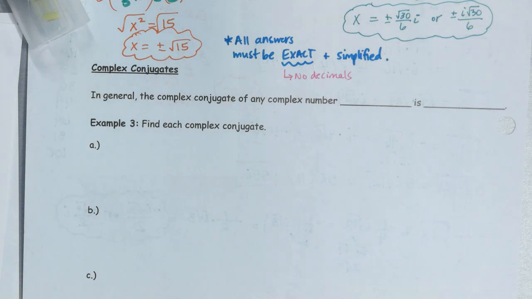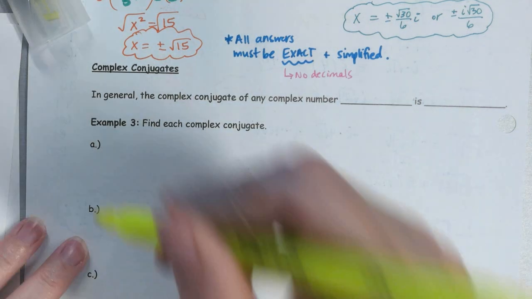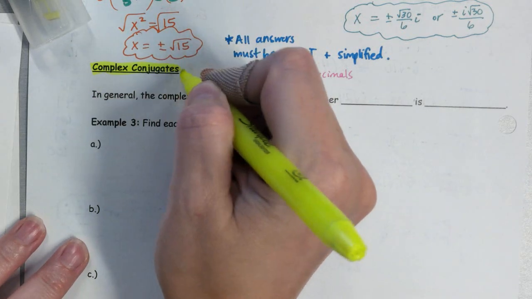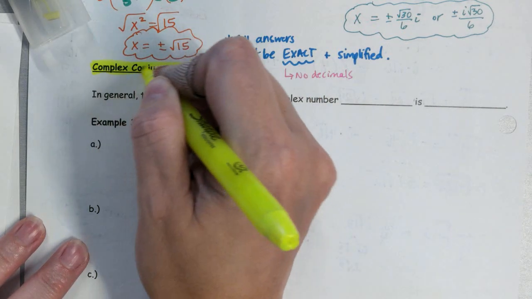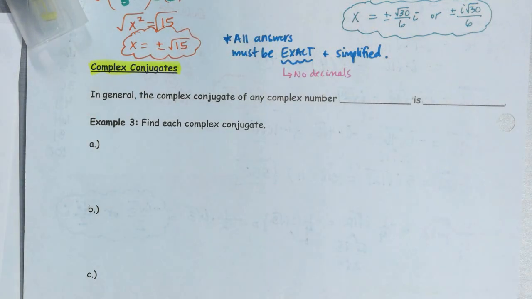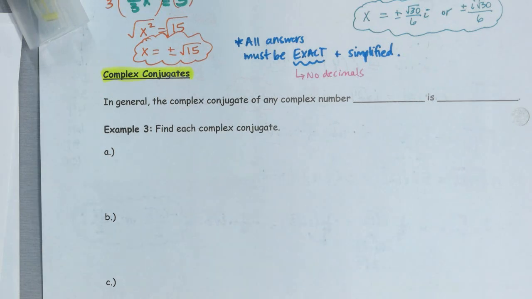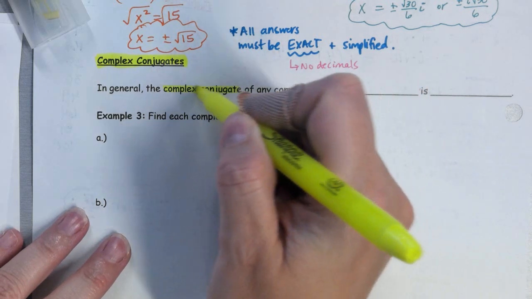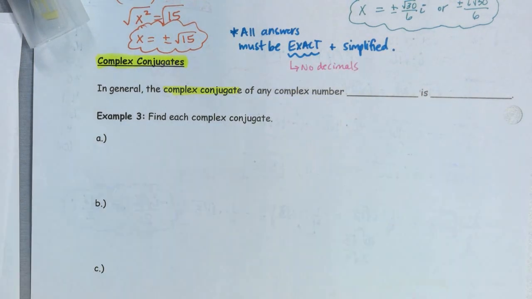All right, so we are going to move to the next section, which is about complex conjugates. This is going to lay the foundation for something that we do later on in Chapter 2. That is something you will also use in your later math classes. But to find the complex conjugate, there's a special form. So in general, the complex conjugate of any complex number is blank.